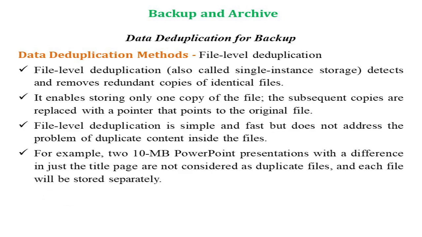File level deduplication. File level deduplication detects and removes redundant copies of identical files. It enables storing only one copy of the file. The subsequent copies are replaced with a pointer that points to the original file. File level deduplication is simple and fast but does not address the problem of duplicate content inside the files. For example, two 10 MB PowerPoint presentations with a difference in just the title page are not considered duplicate files, and each file will be stored separately.